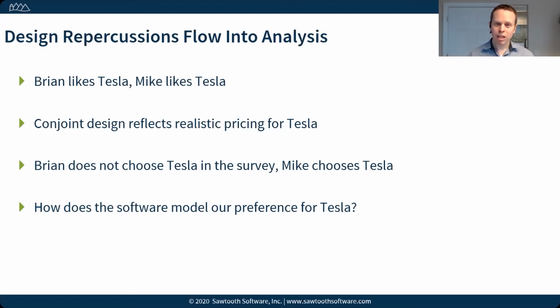So you build a correct model, but again, if you're just looking at the averages, you might not necessarily have the whole picture, because you've set me up in a situation where I can't choose Tesla very often. So that's an example of a design decision showing realistic pricing where Teslas are more expensive.